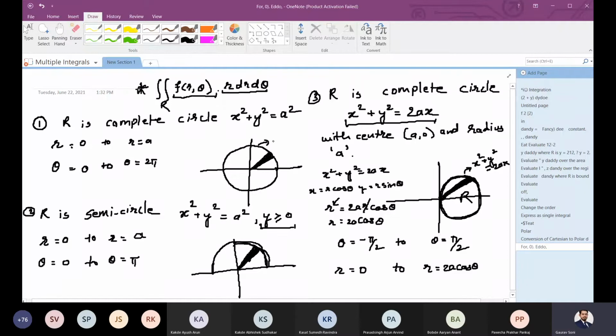What is the equation of the circle in the first one? x square plus y square equal to a square. So if you put x is r cos theta, y is r sin theta, you can see that you are getting r equal to a from this. So whenever you want to find the outer end of your strip, you directly put x is equal to r cos theta and y is equal to r sin theta. You will get the limits for r. That is the idea.